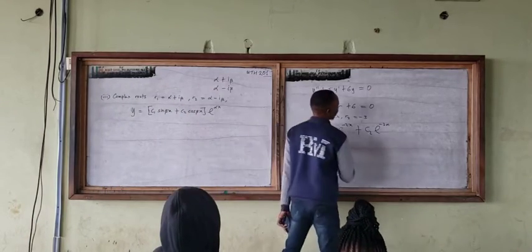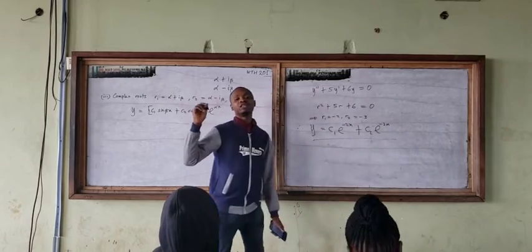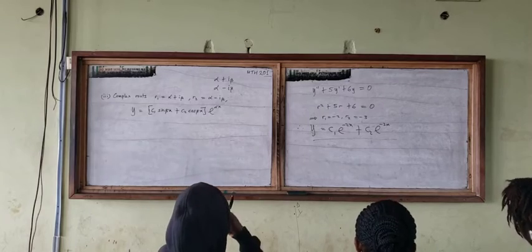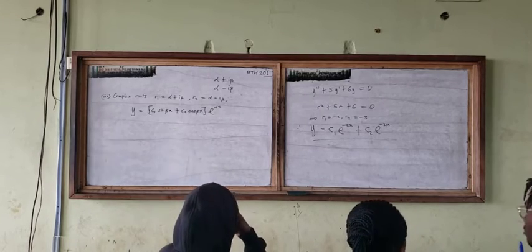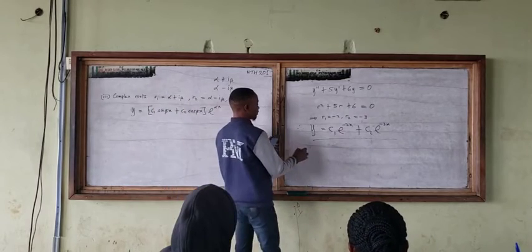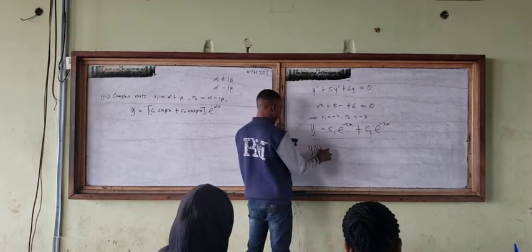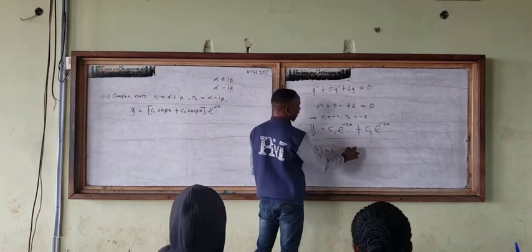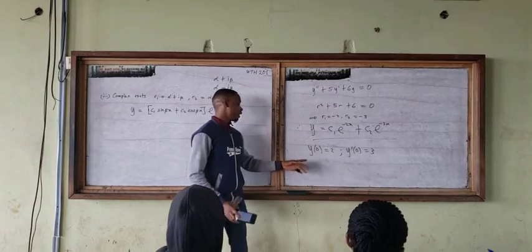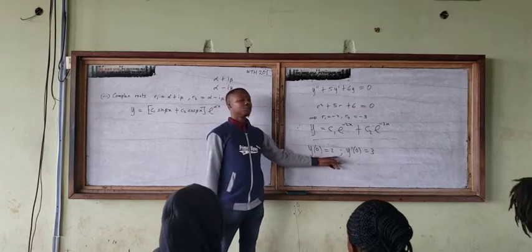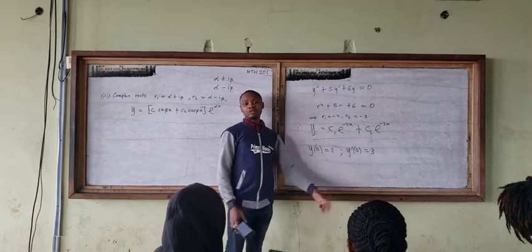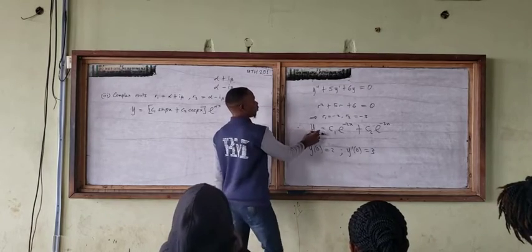So if you want to find the particular solution for a given initial value problem, it means you want to evaluate the constants C1 and C2. Is that clear? In this case, they gave us some initial values. They said that y of 0 is equal to 2 and y prime of 0 is equal to 3. It means that when x equals 0, y is 2, and when x equals 0, y prime is 3. Is that clear?